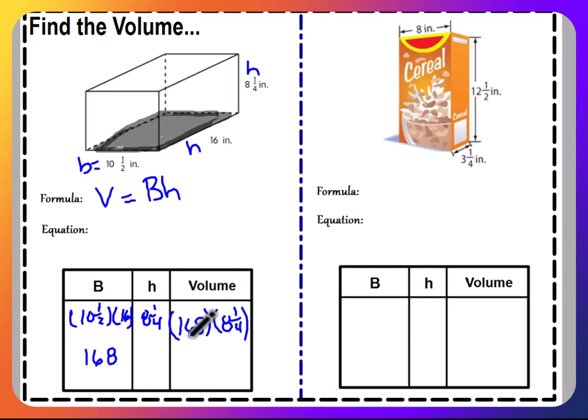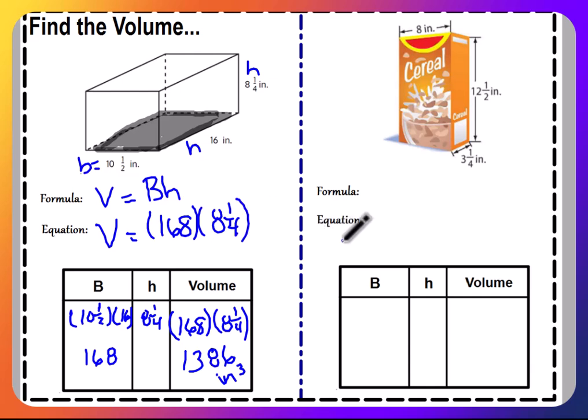Again, you could turn this 168 into a fraction by putting it over 1, turn the mixed number into an improper fraction, 33 over 4, and then multiply. Or you could turn the 8 1/4 into a decimal, 8.25. Do your math. You're going to get 1,386, and it's going to be inches cubed. So our equation would be volume equals the base area of 168 times the height of 8 1/4.